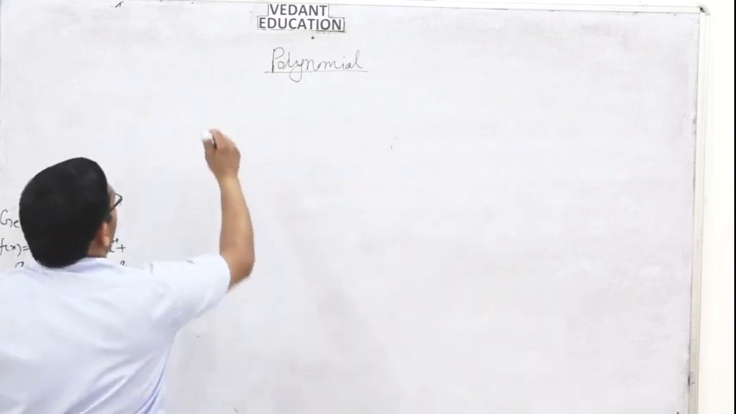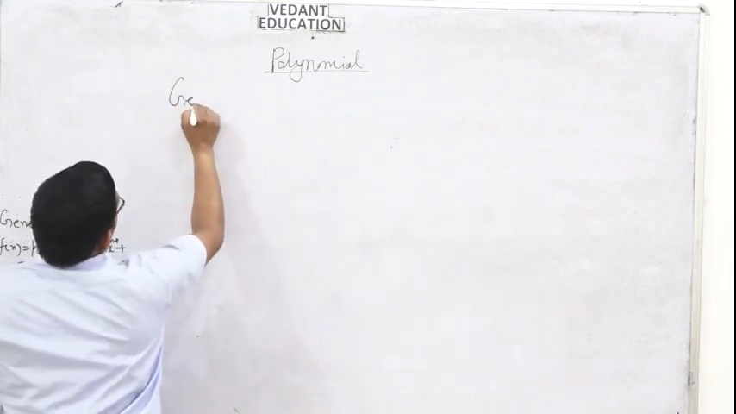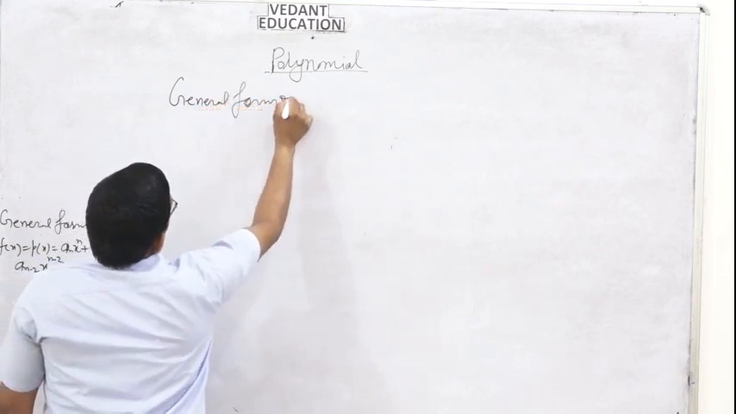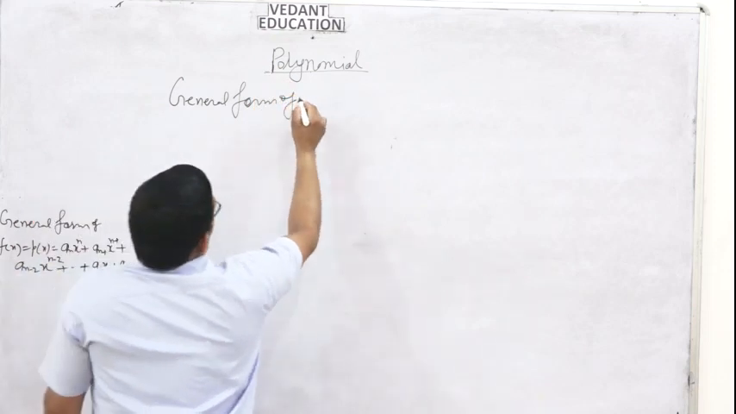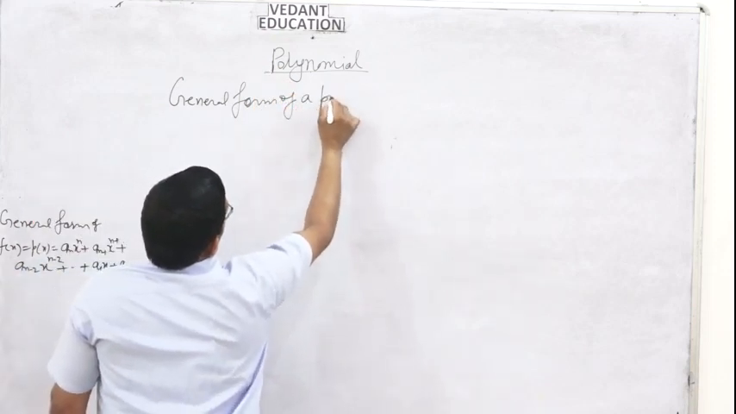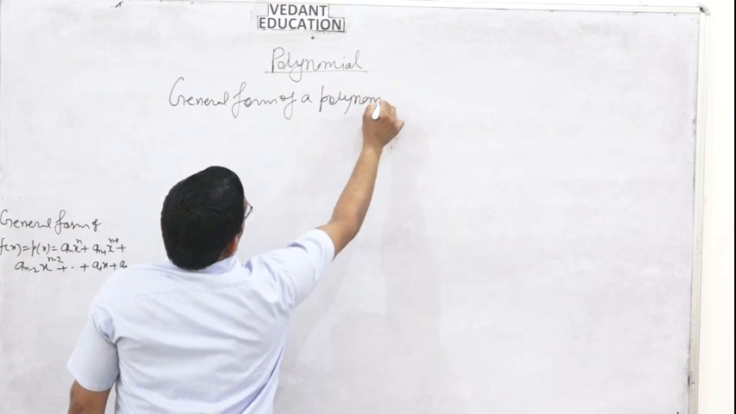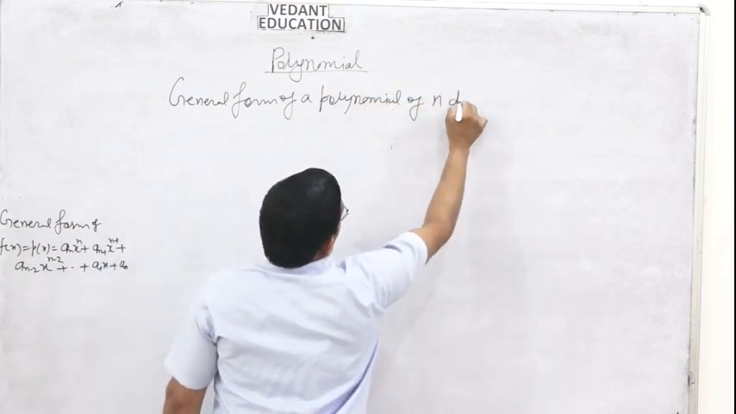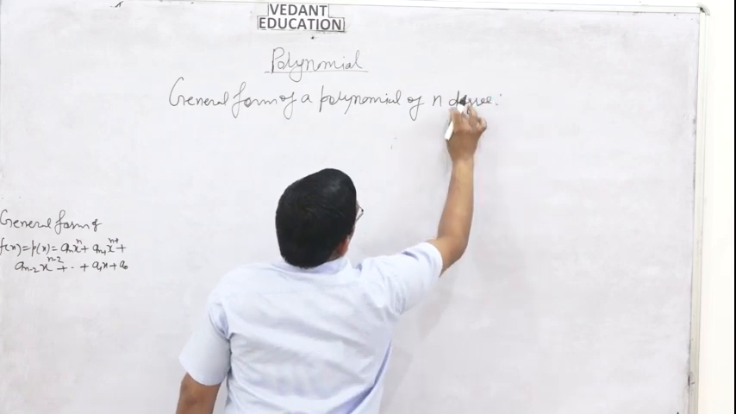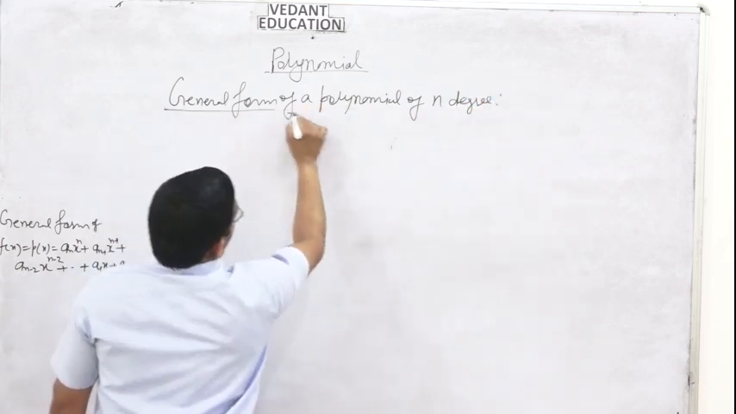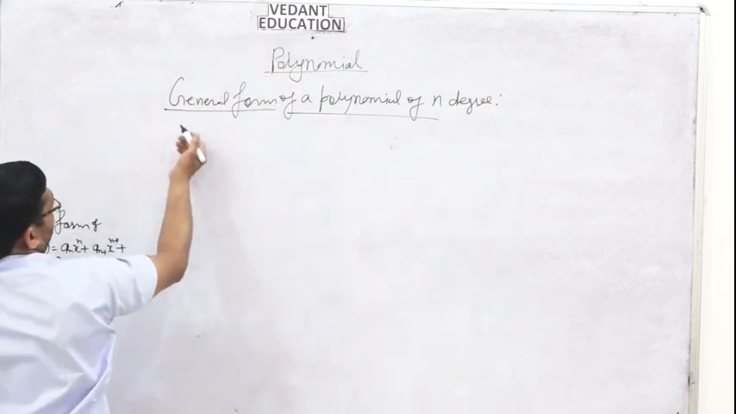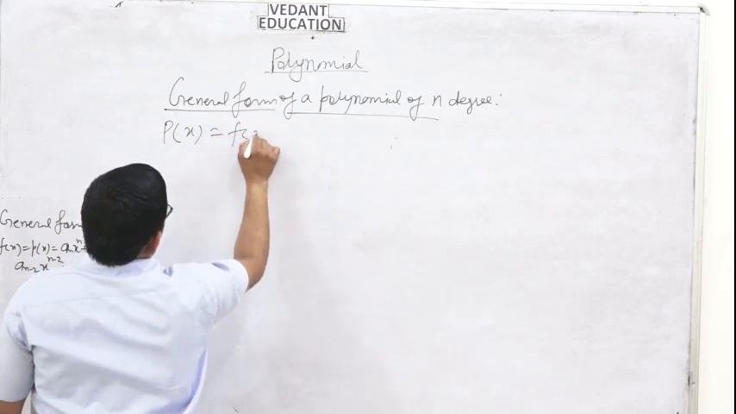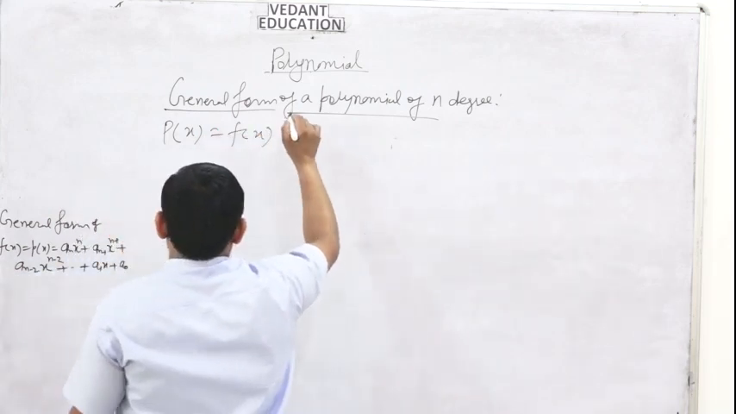Next is the general form. General form of a polynomial of n degree. The polynomial is represented by p of x. We can also represent it by fx.